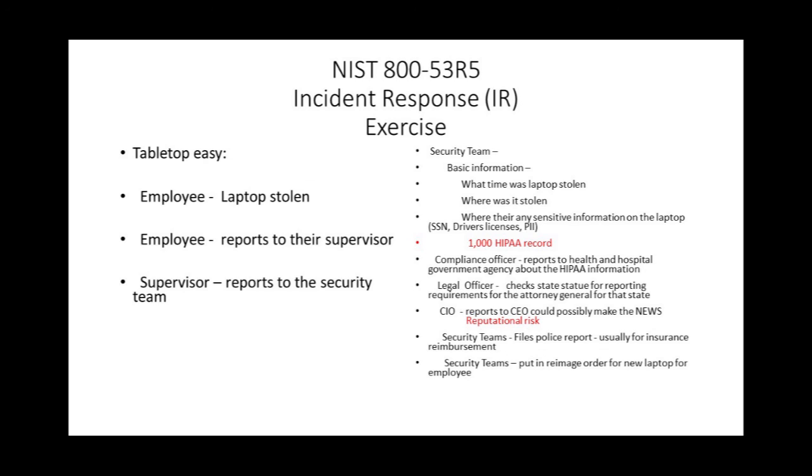So the compliance officer would report to health and hospital government agencies stating how many records were stolen. Legal would check to see what the state attorney general's requirement is for that state. The CIO would report to the CEO, and it could possibly make the news, a reputational risk. The security team files a police report, usually for insurance reimbursement. The security team usually puts in a re-image order for the laptop. So that's the exercise going down the chain of command for your organization.